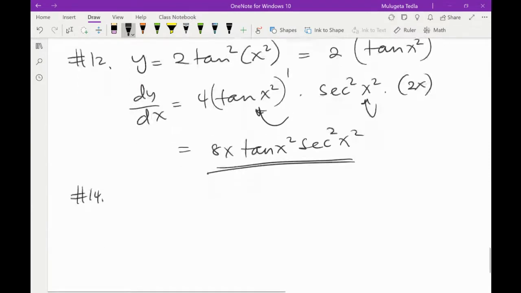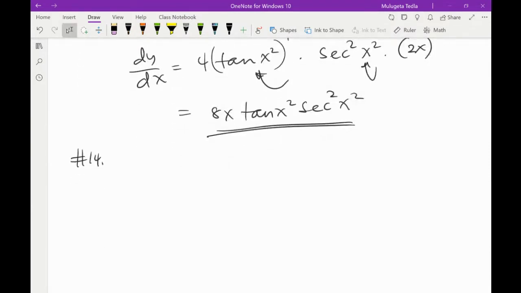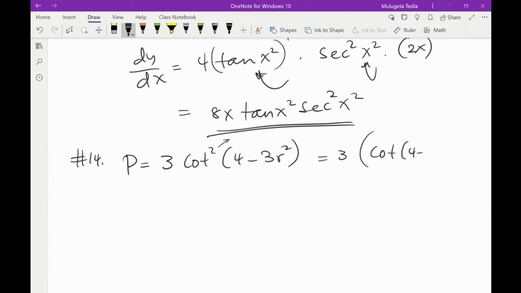Number 14, or I can skip a few, but number 14 I will do. P equal to 3 cotangent squared of 4 minus 3r squared. Again, if you don't like this writing, until you get used to it, it's better to write the exponent outside of the cotangent. So 3 cotangent of 4 minus 3r squared, the whole squared. That's what they meant.